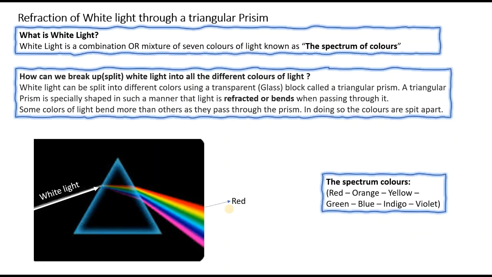Now, for you learners, it's very important to know the sequence of the colors of light, starting with red, then orange, then yellow, then green, then blue, then indigo, and then violet. And you must know the sequence or the order, moving from red at the top, the one with the longest wavelength, which is refracted the least, up to violet, the one with the shortest wavelength, which is refracted the most.